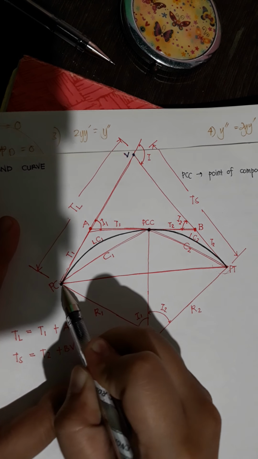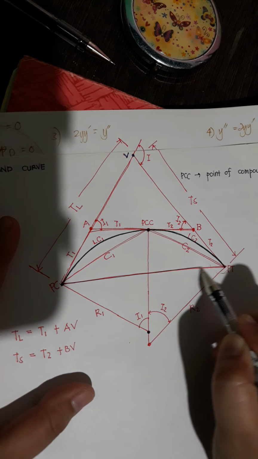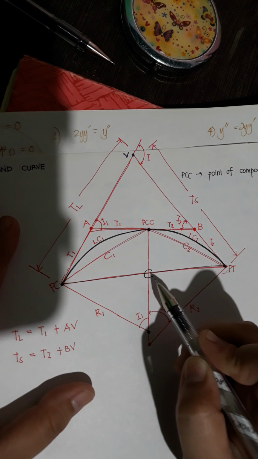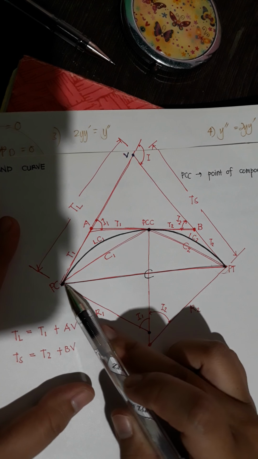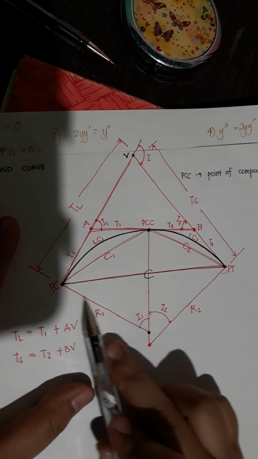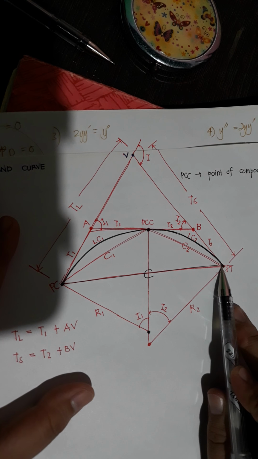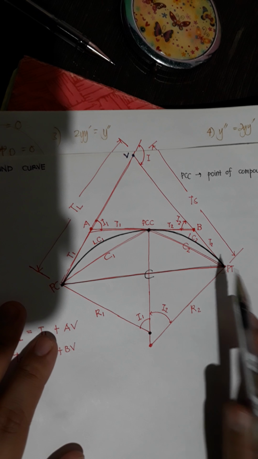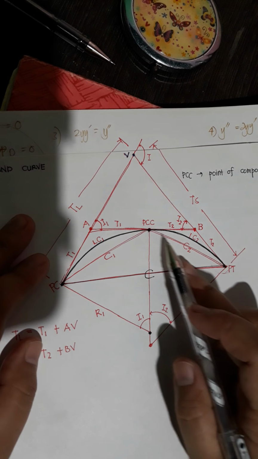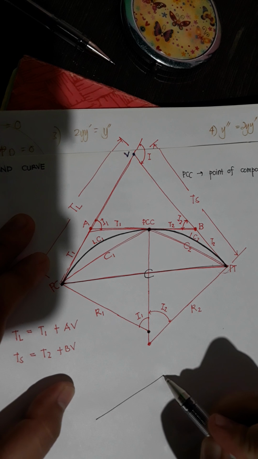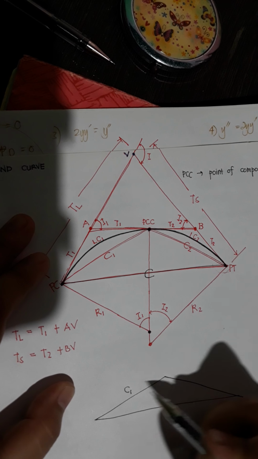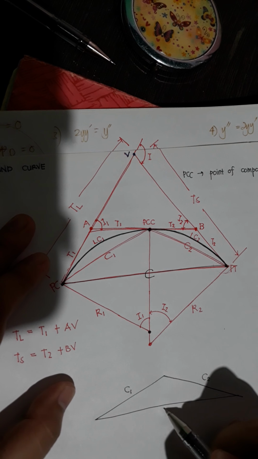So the direct distance from PC to PT, this is C, the long chord of the whole compound curve. This C1 is the long chord of the first curve only, and C2 is for the second curve. But for the whole compound curve, you have C. So if we are to isolate this triangle, you have here C1, C2, and then C.